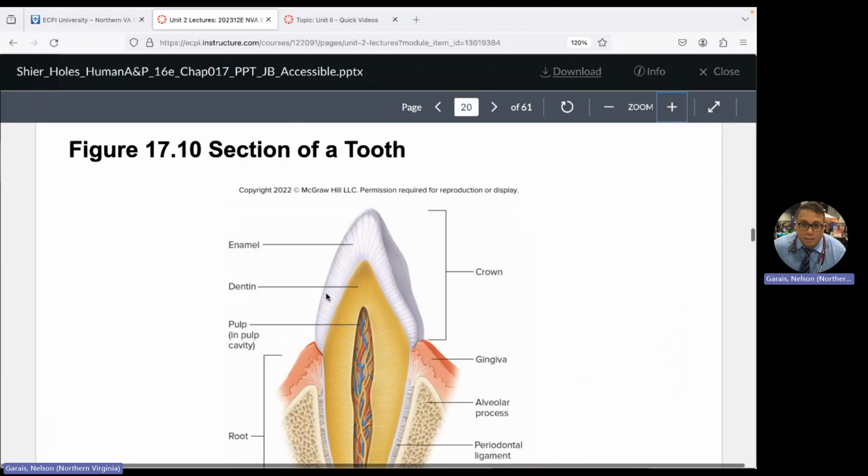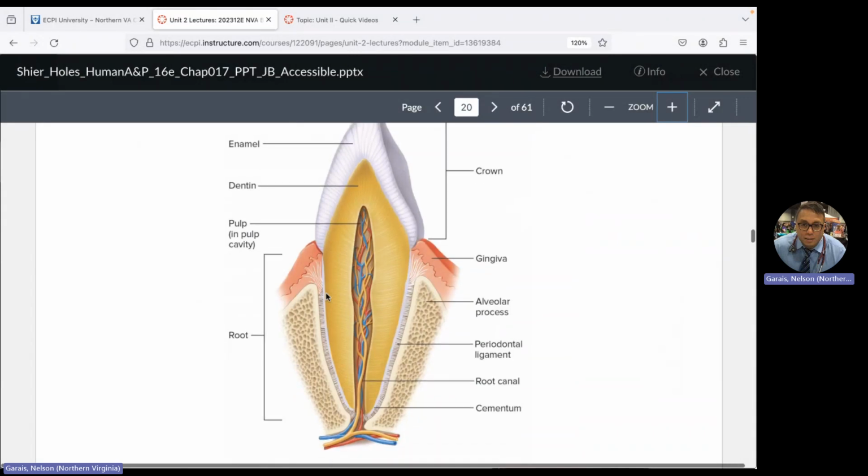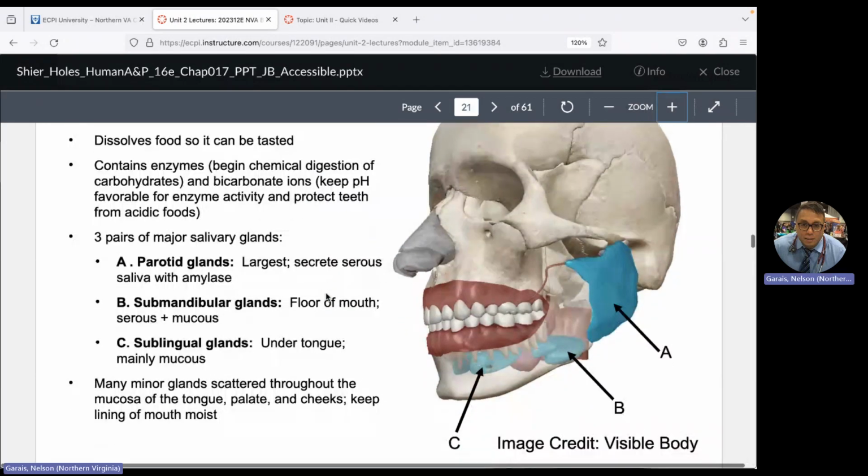Not going to go too much. We're not going to go into teeth. Let's go into glands. So mastication is mechanical breakdown of food. But with mastication, you have salivary glands.